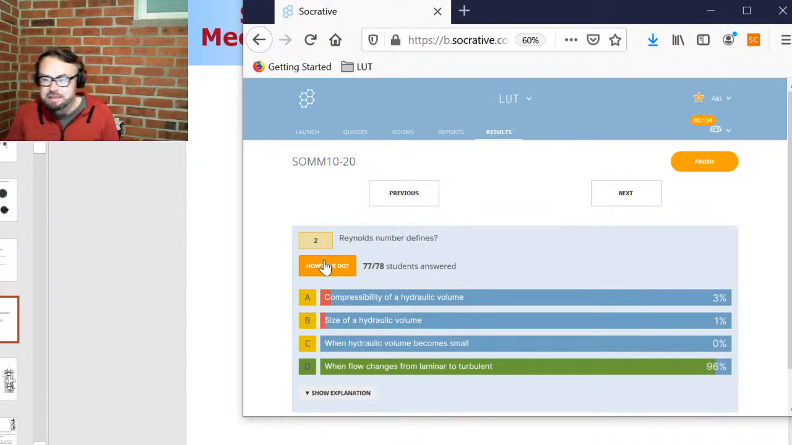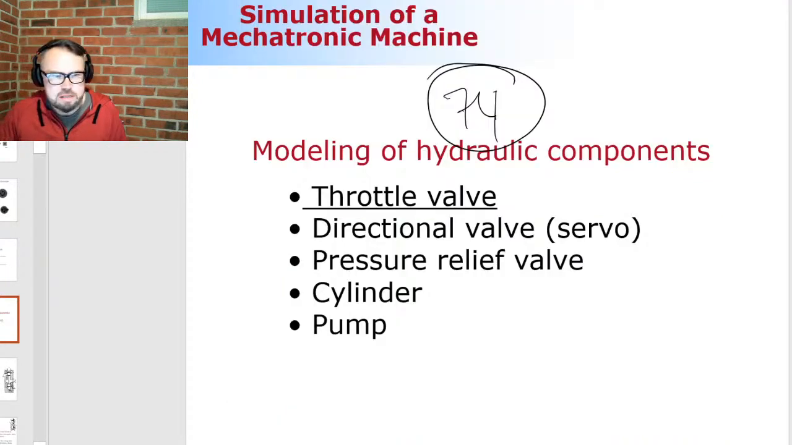what is it that the Reynolds number is doing for you? It is telling you when the flow is changing from laminar to turbulent. That is the case. It's nothing to do with the compressibility. The compressibility, remember, that's the effective bulk modulus. Different story. Size of the hydraulic volume, that's completely incorrect. So that has nothing to do with this business. So it's almost like, okay, so it's not just a good choice. So with that, we're going to move on.